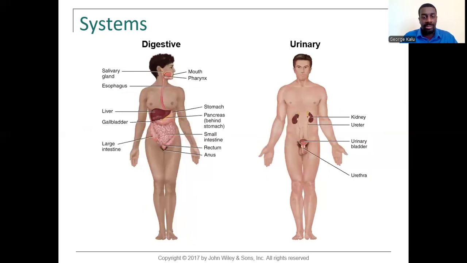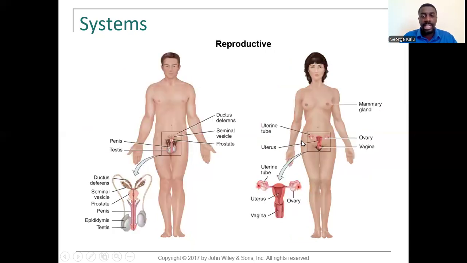We have the digestive system, which we talked about earlier. We have the urinary system, which is made up of the kidneys, the ureter, and the bladder, and the urethra. And then we have the reproductive system, which is going to be made up of the penis for the men and the testes, as well as several other smaller components, as well as the uterus, the uterine tubes, the ovaries, and several other structures, the vagina as well for the woman.